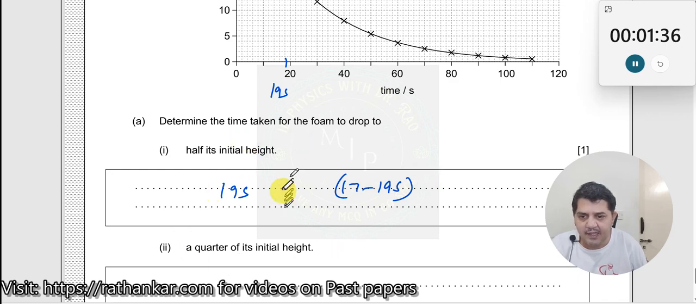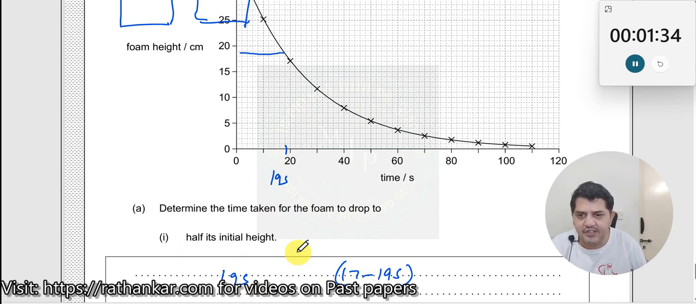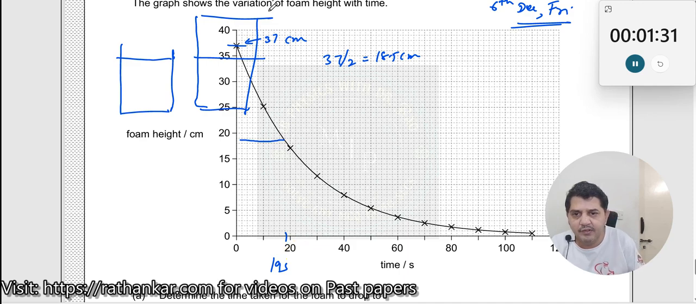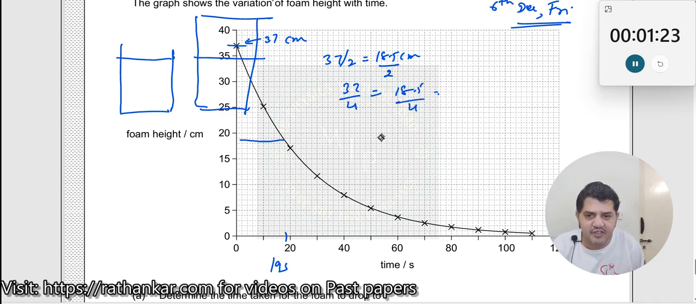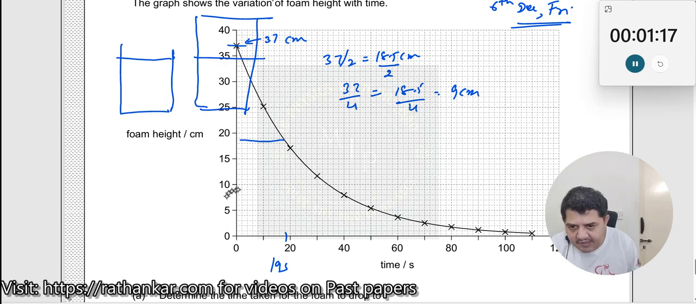Then what is the time taken by the foam to drop to a quarter of its initial height? One quarter. So 37 by 4 is nothing but 18.5 divided by 2. Again half of it, which will be equal to how much? If I take 18, this should be 9 centimeter. Now let us take 9 centimeter. 9 centimeter should be somewhere over here.